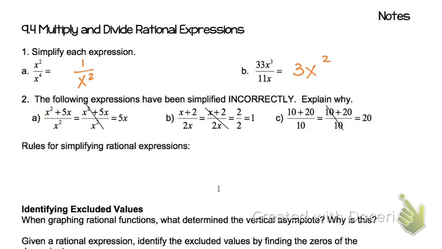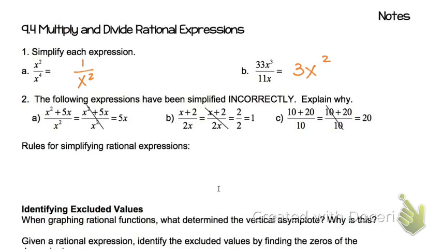Okay, looking at number 2. These are the most common mistakes that I see students make in this section, in this chapter. And I hate when people make these mistakes, and I have a meme. I don't know if it's on my board or not, but basically every time you do something like this, a puppy dies. It's sad but true. So don't do it.